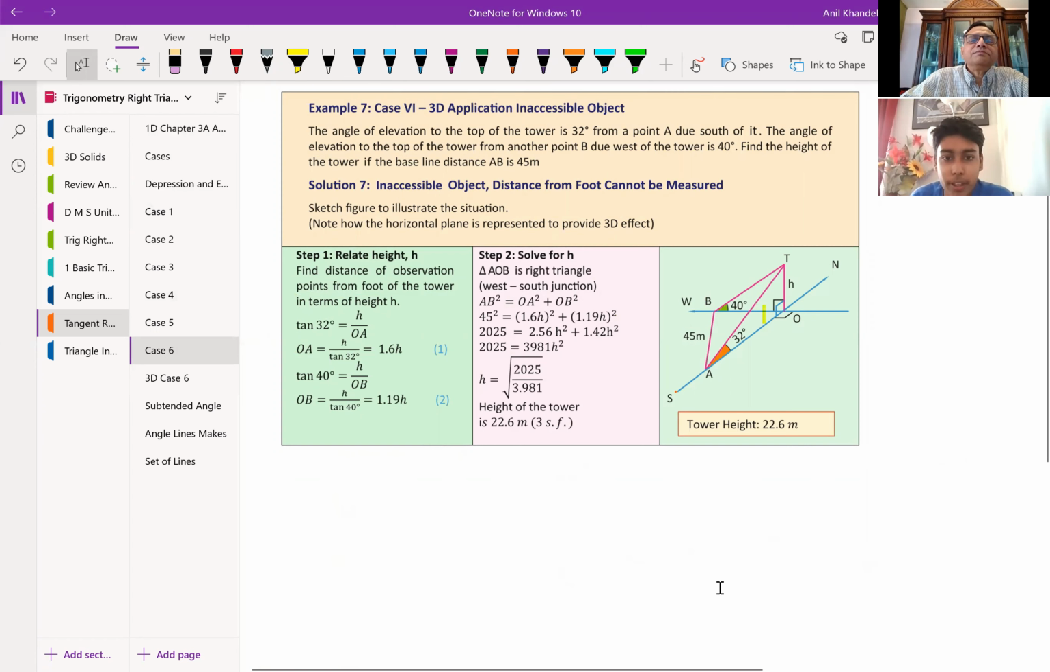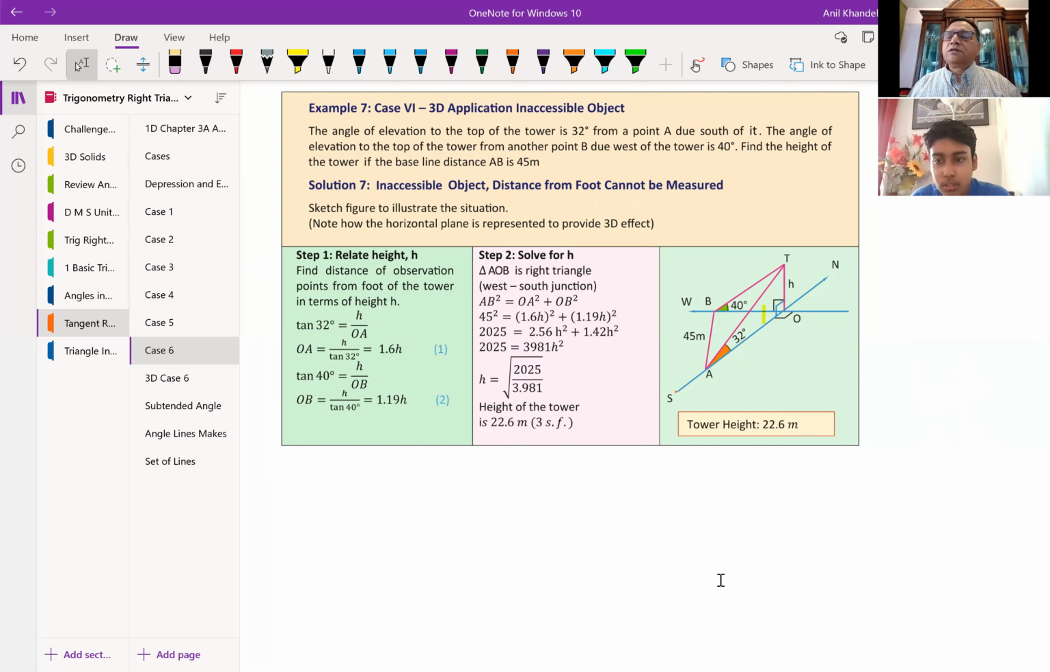The angle of elevation to the top of the tower is 32 degrees from a point A due south of it. The angle of elevation to the top of the tower from another point B due west of the tower is 40 degrees. Find the height of the tower if the baseline distance AB is 45 meters. Perfect. So you are seeing we use the term baseline distance.